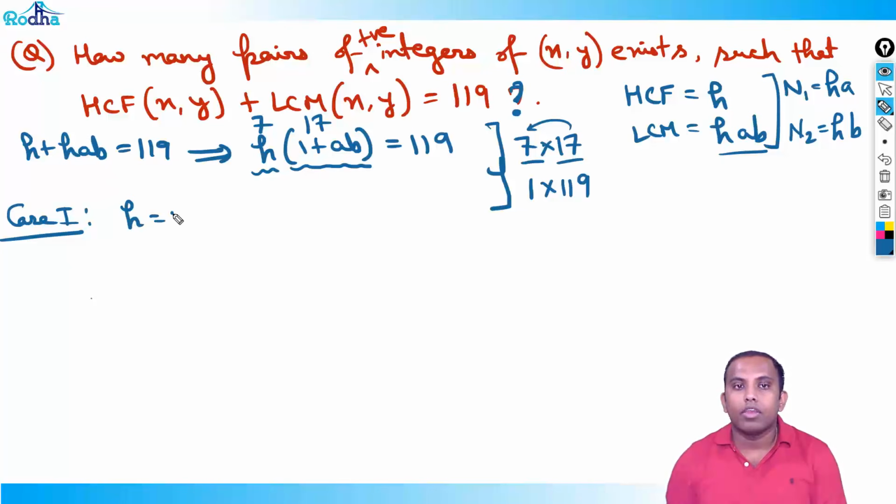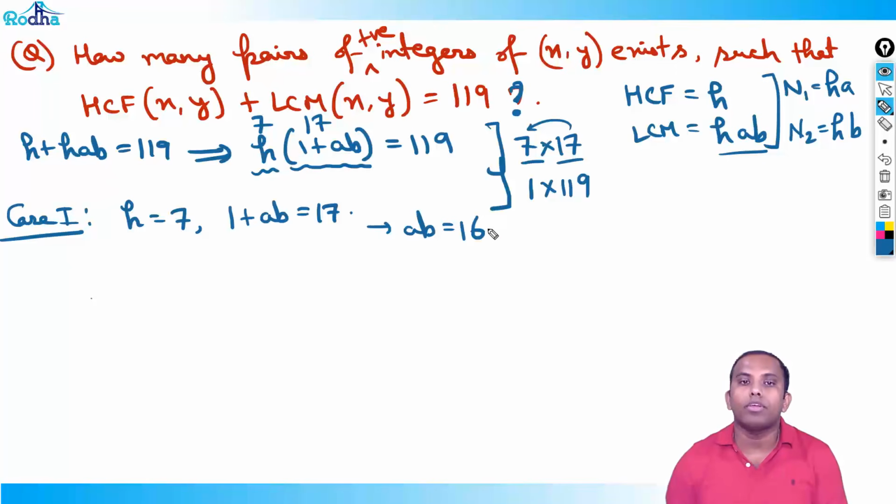H is 7 and 1 plus AB is 17. Now how many solutions for this question? If H is 7 and 1 plus AB is 17, that means AB is equal to 16. So if AB equals 16, the simple funda is how many ways 16 can be written as a product of two coprimes.